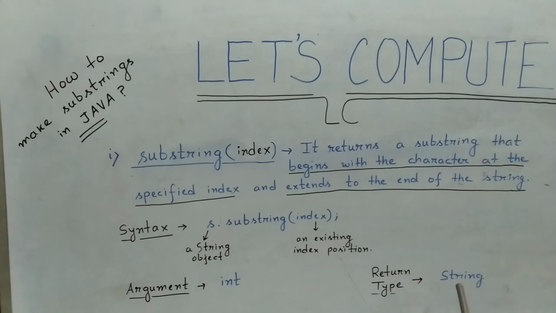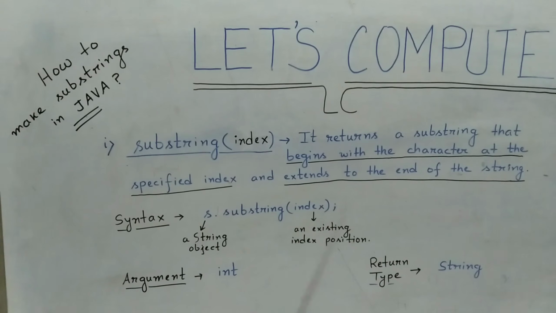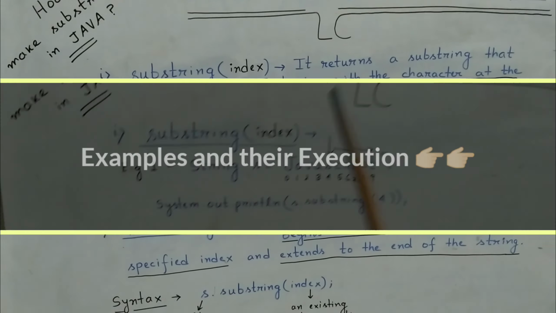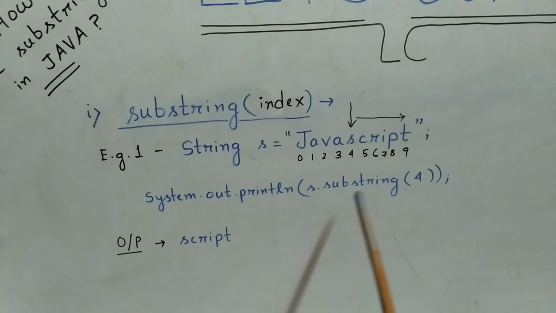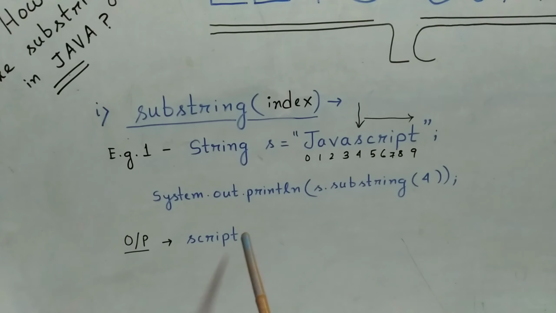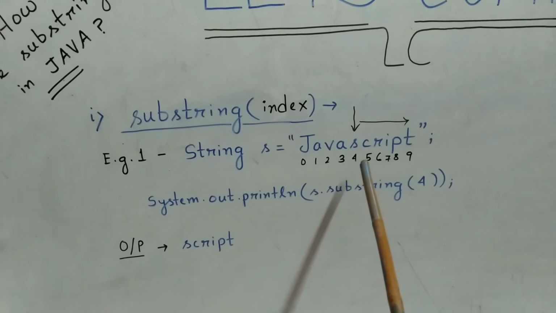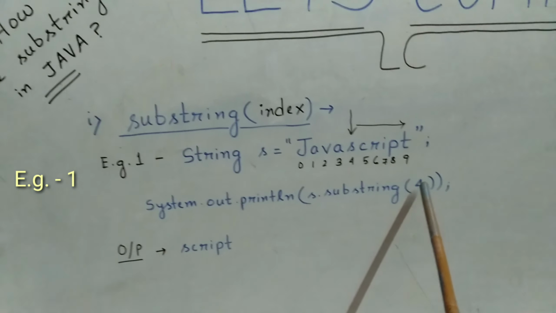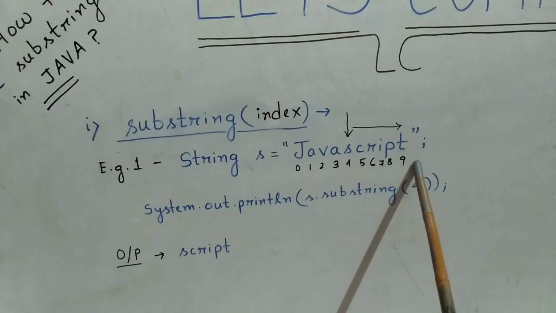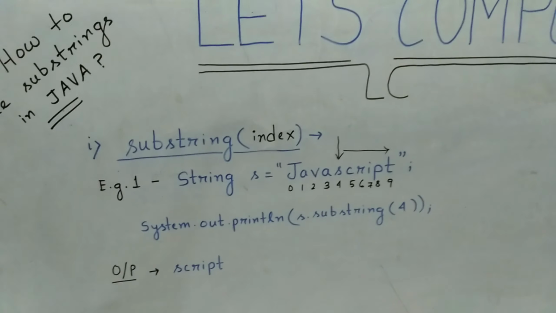Let us have some examples of substring and make the topic crystal clear. Example 1, string s equals to JavaScript, system.out.println s.substring 4, output: script. Well, the function has started extraction from the index position 4 since it has been mentioned here, and continues the extraction up to the end of the string since it is the single index substring.